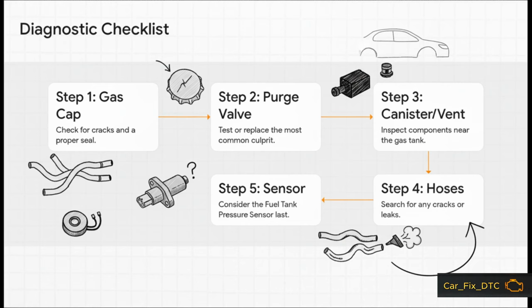Start with the gas cap, it's free and easy. Then go for the number one suspect, the purge valve. If that's not it, then you can start inspecting the other big parts like the canister and vent valve. After that, it's time to meticulously check all the hoses for leaks. And only then, after all of that, should you start pointing a finger at the pressure sensor.